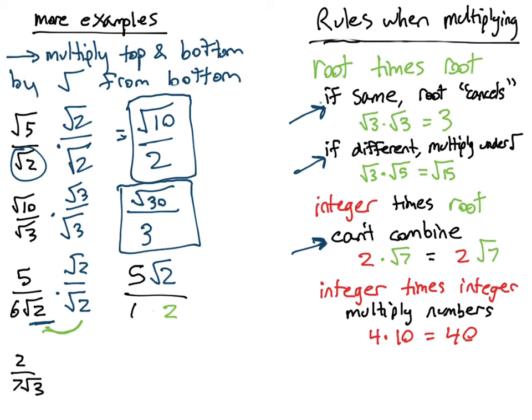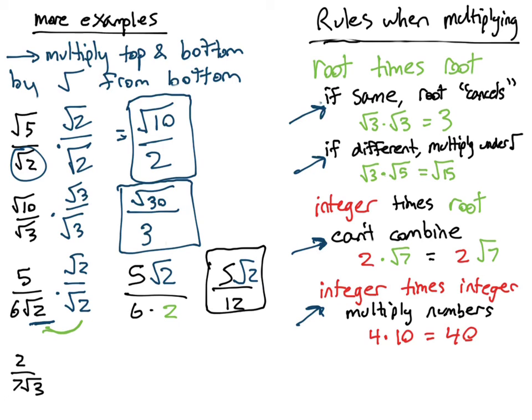So now there's one more thing we can do in our denominator to simplify this. 6 times 2, well, we know how to multiply those. Those are just regular numbers, so we can multiply those together and get 12. So this would be 5 times the square root of 2 all over 12.